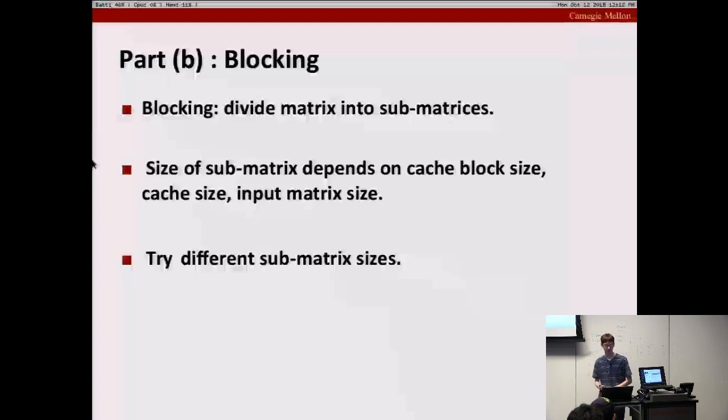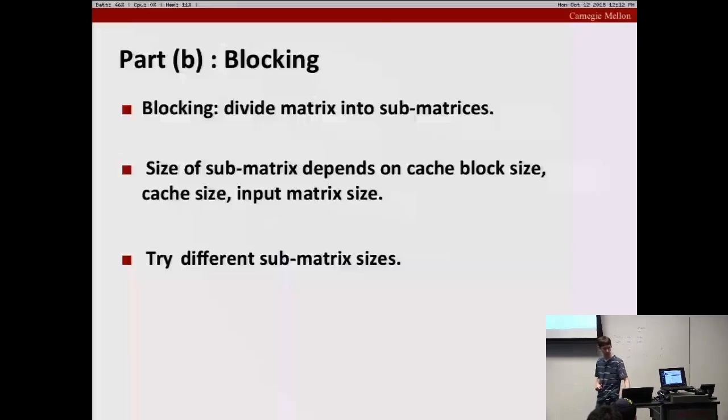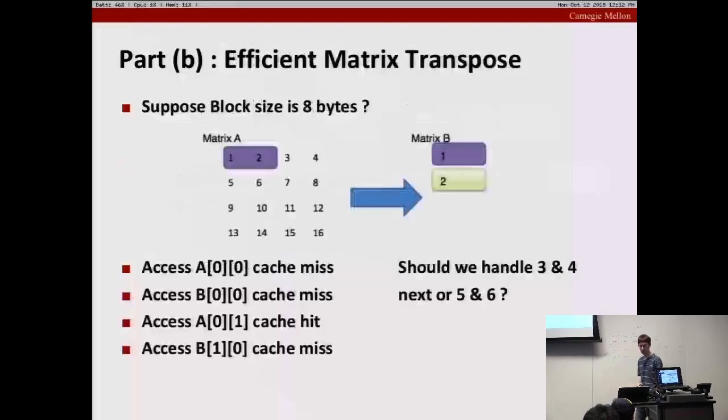We're dividing into submatrices. And the best submatrix size is going to depend on the details of your cache, and it's going to depend on the details of your matrix. So the 1, 2, 5, 6 worked really well, but if you were to block over the 3, 4, 7, 8, and if you were transposing it, would that still work?